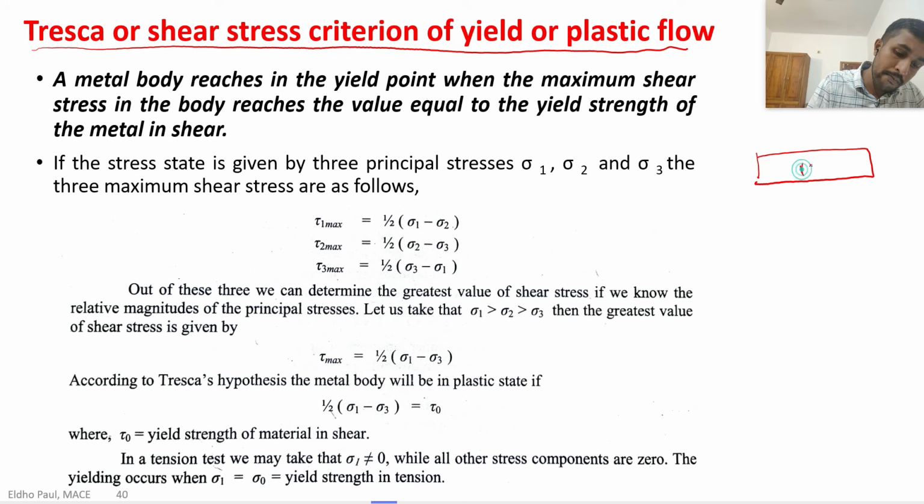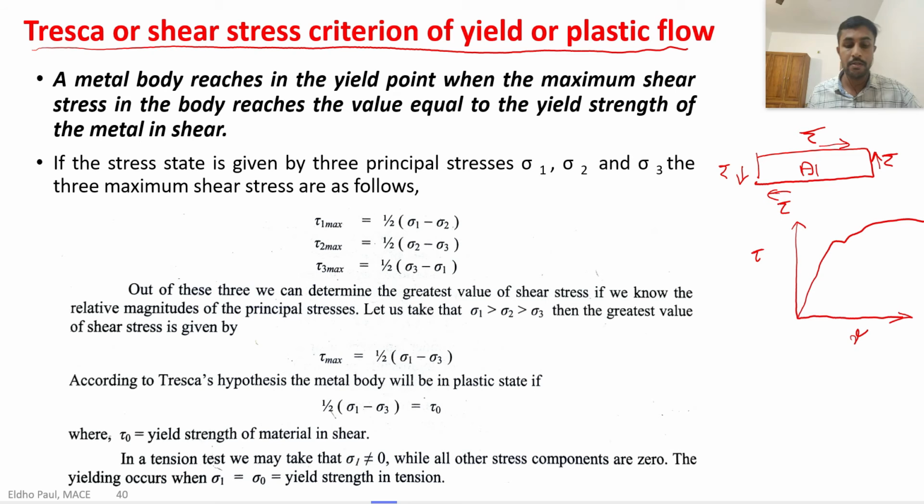Consider an aluminum member subjected to pure shear. Instead of applying a normal stress tensor, I am applying shear stress. Tau is the shear stress applied on this aluminum member, and using this application of shear stress also, we can plot the stress strain diagram. This is the shear stress, and this is the shear strain. For example, this is the stress strain diagram corresponding to shear stress and shear strain. It's not normal stress and normal strain.